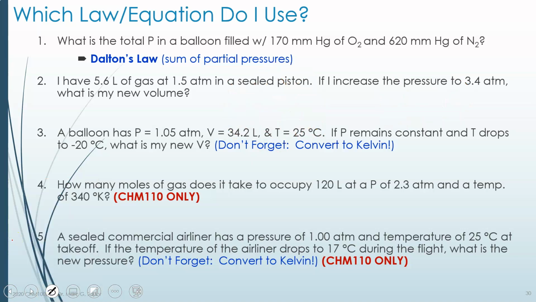So this will result in using Boyle's law because you're just dealing with volume and pressure. Those are the only things changing, and you've canceled out the other items. Number 3, a balloon has a certain pressure, a certain volume, and a certain temperature, and you'll notice the temperature is in centigrade. And if P remains constant, okay, that means you don't even have to worry about P. T drops to minus 20 degrees centigrade. What is my new volume?